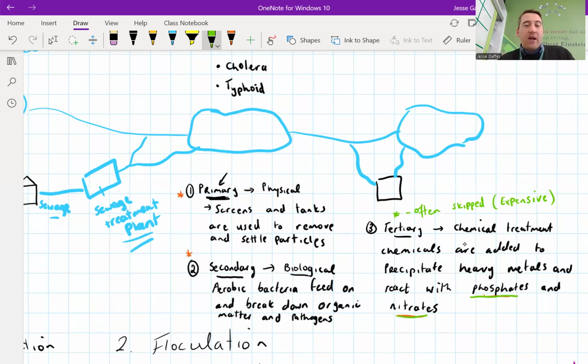That can be a problem, but in an ideal world, we want to be doing all three of these processes. A couple of other things. The first process, if we think about it, involves tanks, settlement tanks. Again, this is going to need to be cleaned out. Those tanks are going to fill up with sludge, with organic matter, with those heavy particles.